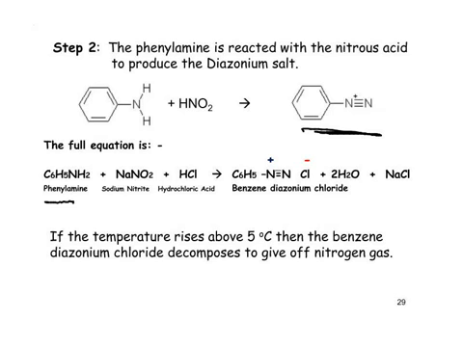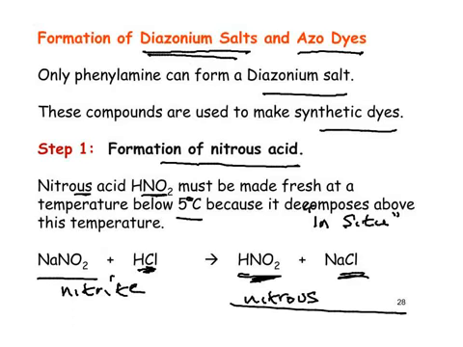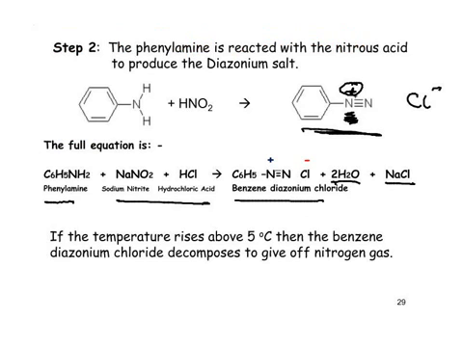And the full equation is the phenylamine plus these two chemicals that generate the nitrous acid gives this chemical, the benzene diazonium ion. Notice it has that positive charge on that specific nitrogen, and that's an ion. Going along with it there is the chloride ion. It also produces the water and sodium chloride that we saw on the previous page. So those are the conditions: keeping the temperature low, mixing it with sodium nitrite and hydrochloric acid to generate the nitrous acid. If the temperature rises above 5 degrees C, then the benzene diazonium chloride decomposes to give off nitrogen gas.